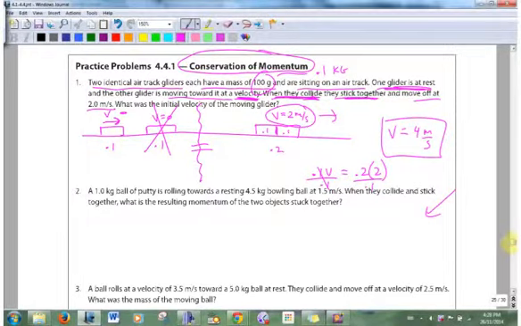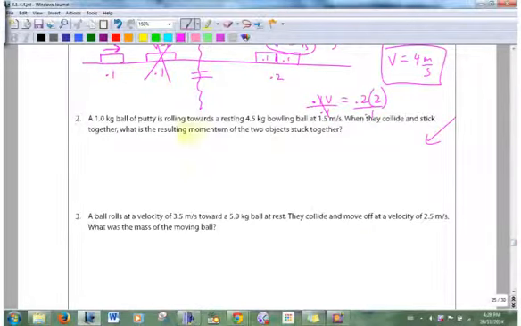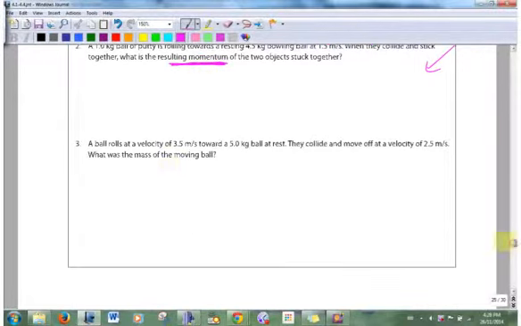I will leave that one for you guys. Just watch. They're not asking for the velocity or a mass, they're asking for the momentum. Okay? So if you find v, you got to times it by m. Let's look at this guy.